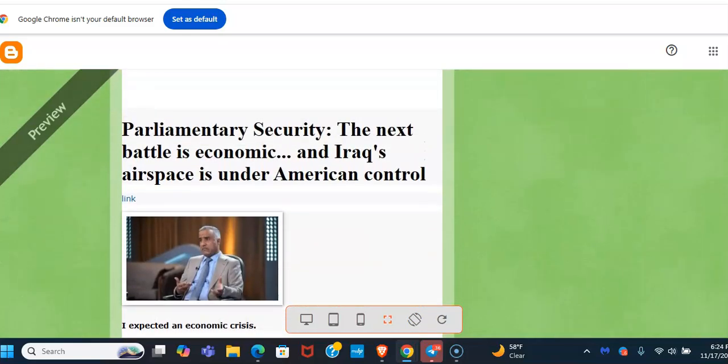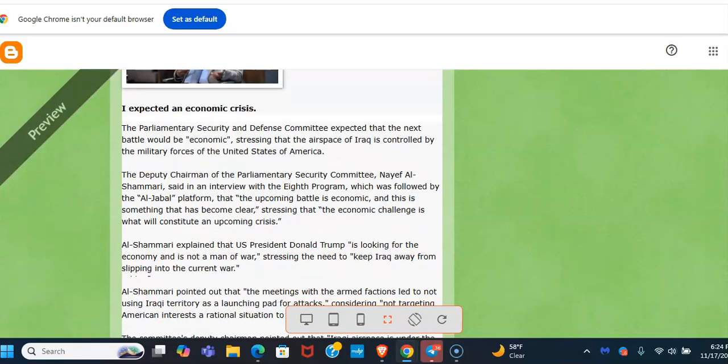Here's another one. Parliamentary security: the next battle is economic, and Iraq's airspace is under American control. So, see, how can they be sovereign and we control their airspace? So, we might have to pray for this man's safety. He was interviewed on their TV on this right here, the Eighth program. That is a talk show that comes on regularly. So yeah, he put it out there.